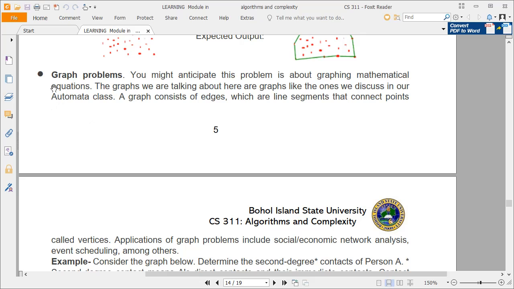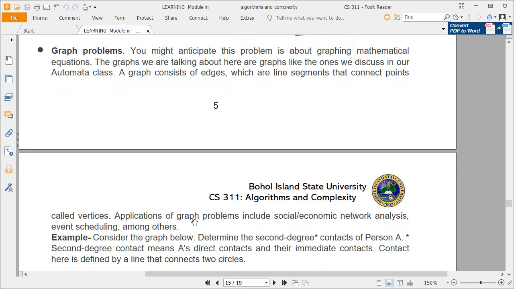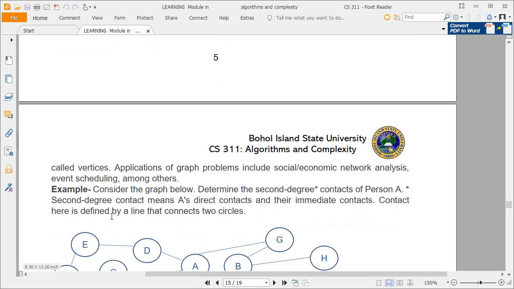Another type of problem is the graph problem. You might anticipate this problem is all about graphing mathematical equations, but the graphs that we are talking about here are graphs like the ones we discuss, or we will discuss, in automata class. So a graph consists of edges, which are line segments that connect points called vertices. Applications of graph problems include social or economic network analysis, event scheduling, among others.